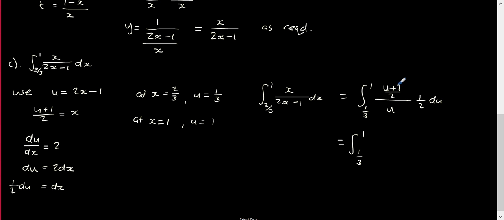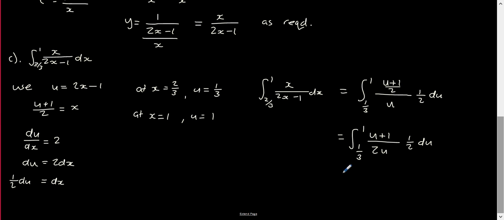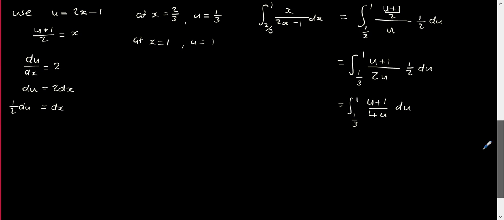So if we've got u plus 1 divided by 2, I'll put in as many lines of working as I can here. That's the same as saying that. So we multiply by 1/2 du, which is the same as u plus 1 over 4u du. All right, so just shrunk that down bit by bit.